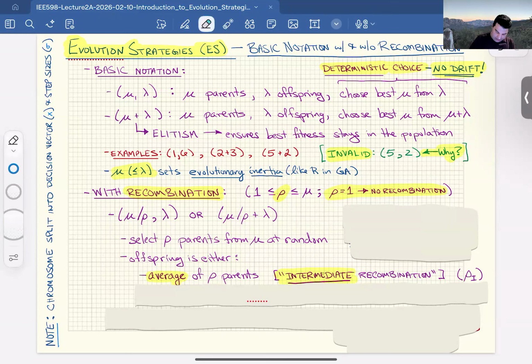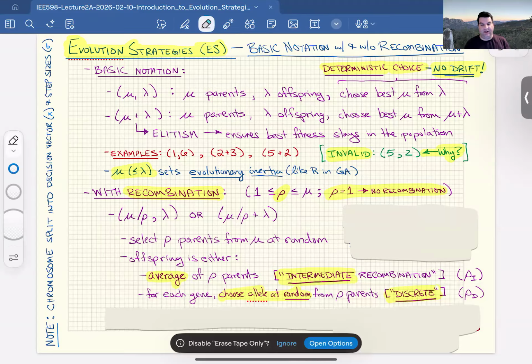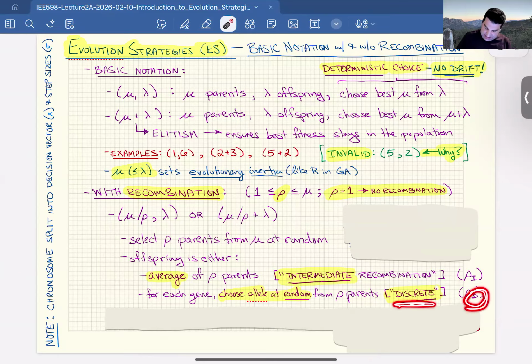Now, I could have done recombination in a discrete way as well. So the discrete with the subscript D says that I take those randomly selected parents, so 2 parents or 4 parents or whatever, and then for each allele, or I guess I could say for each gene in the offspring's genotype, then we're going to select an allele at random across the number of parents we have.